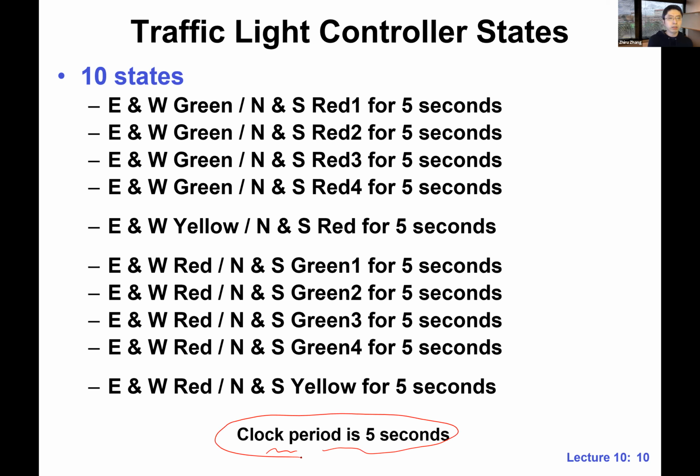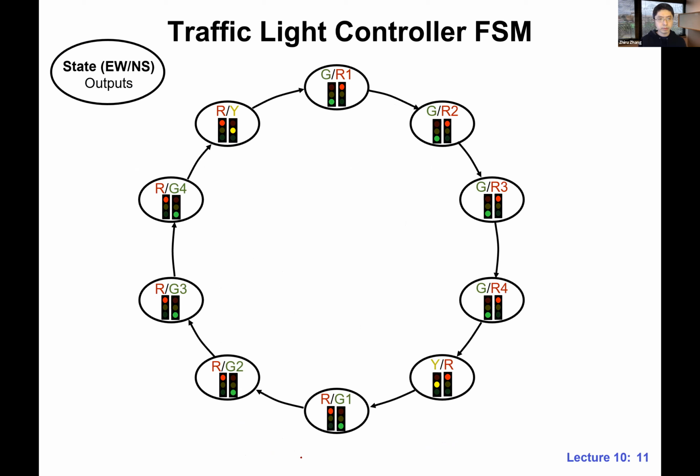And when we are looking at this green-red state, we have 4 cycles. We basically spend 4 cycles on green-red, and then 1 cycle on yellow-red, and then another 4 cycles on red-green, etc. Make sense? So in total, we have 10 states. Okay, and here's the FSM. So we have these state bubbles. Let's do a Moore machine.